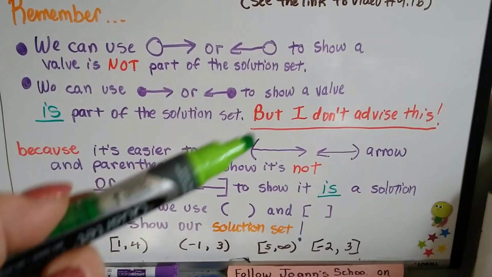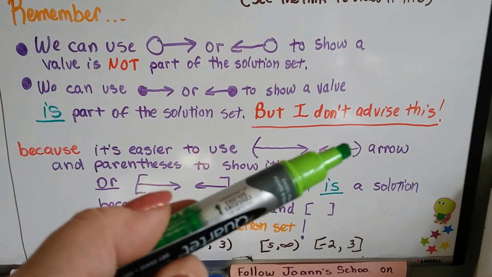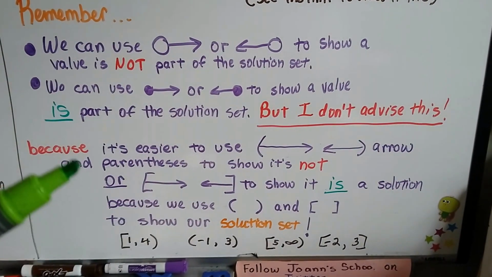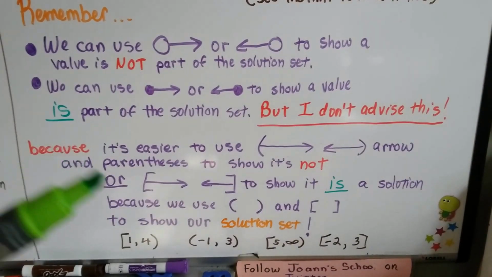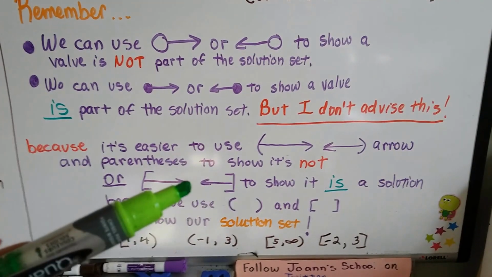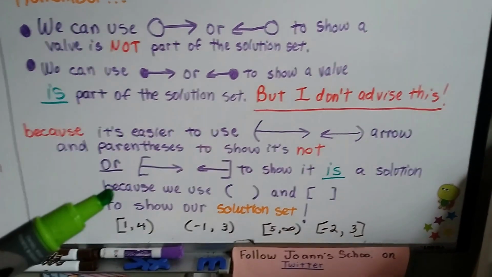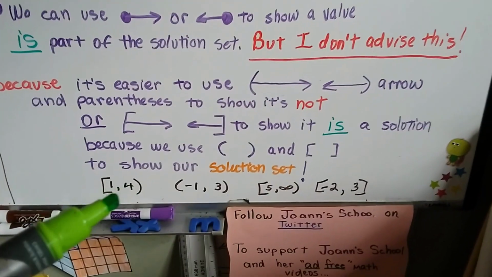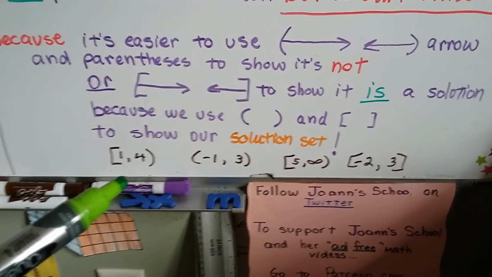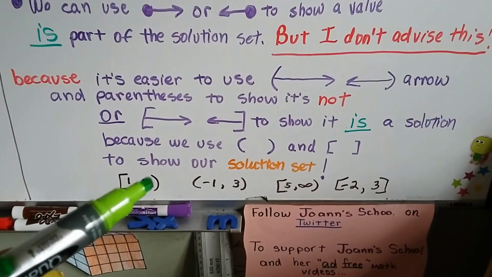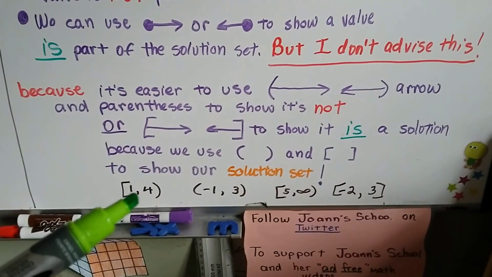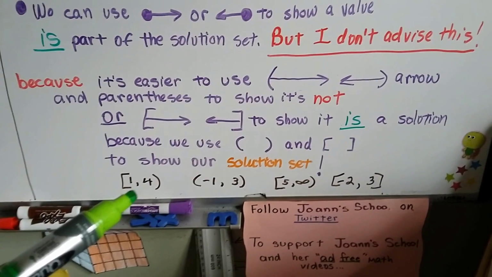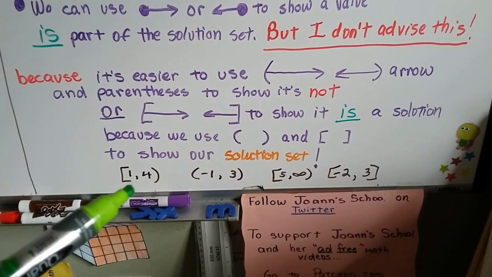It's easier to use a parentheses with an arrow to the right or a parentheses with an arrow to the left on your number line to show that it's not part of the solution set, or a bracket to the right, bracket to the left to show it is part of the solution set, because we use parentheses and brackets to show our solution sets, to write our interval notation. When you've got it written on the number line already in brackets and parentheses, it's very quick and easy to write your interval notation for your solution set.